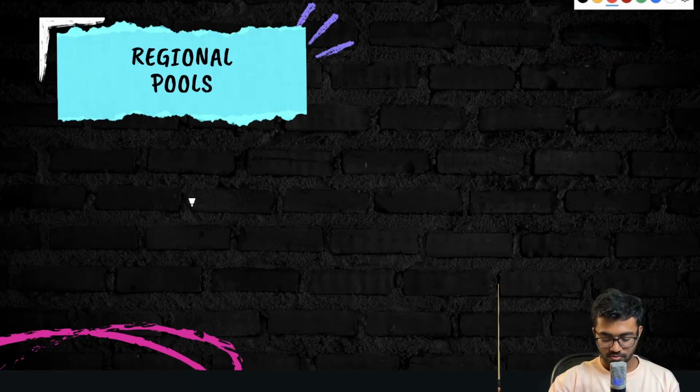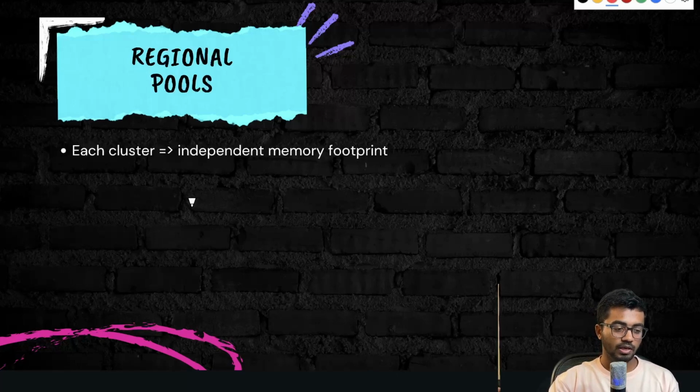Okay, so let's talk about the regional pools. How do we minimize the cluster invalidations, and then talking about the regional pools. So each cluster has an independent memory footprint, because if you think about this, whenever we refer to cluster here, it's a front-end cluster. Each cluster will have its web servers, each cluster will have its Memcache servers.